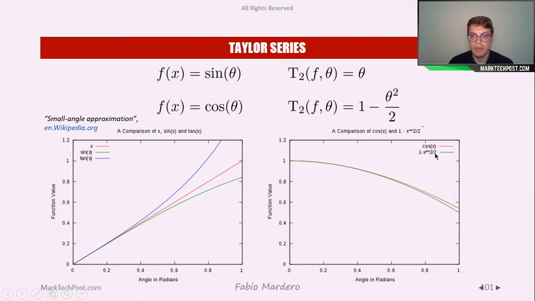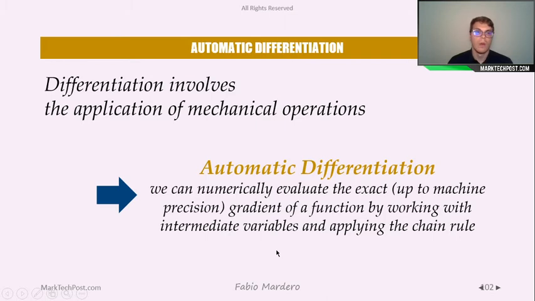Again, the same for the cosine, in which we have that the cosine of 0 is equal to 1. And then the approximation degrades, gets worse when we go far from x0 equals to 0.